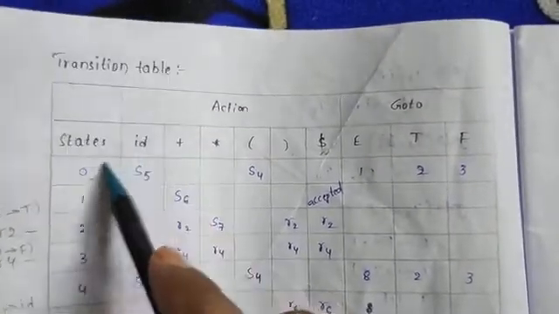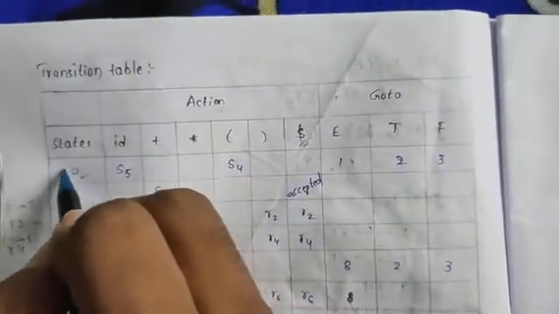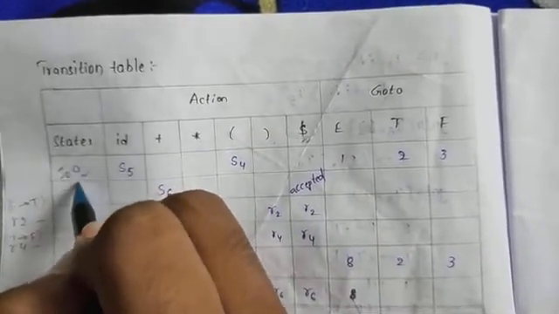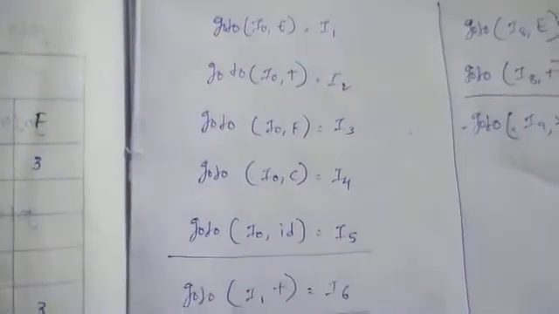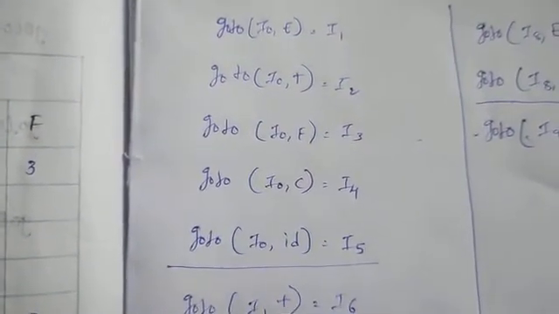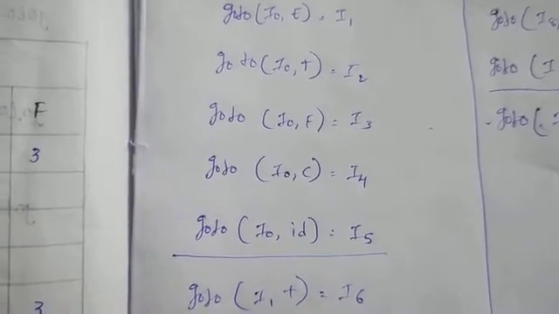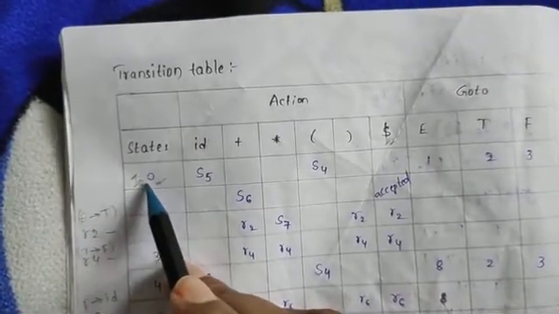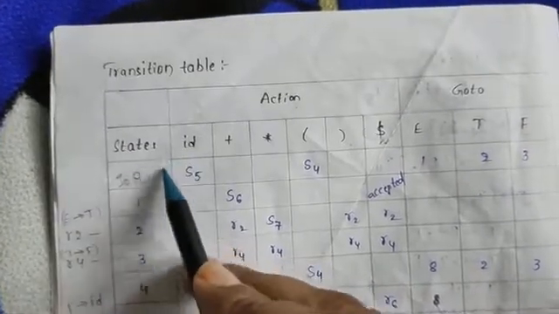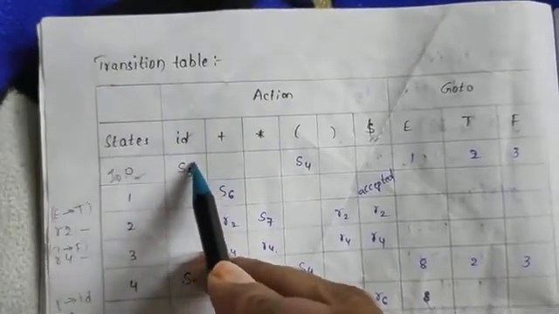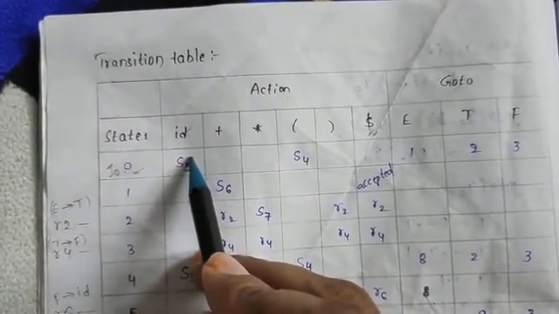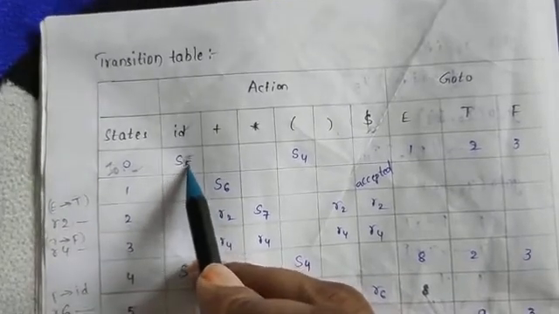First, in state 0, while moving on id, I naught comma id, which state will it go to? Here we are taking I naught, and on id it will go to I5, in the transition diagram or goto statements. That means while dot is moving on id from I0, it will go to I5. Here we are not mentioning states, it will be just 5.